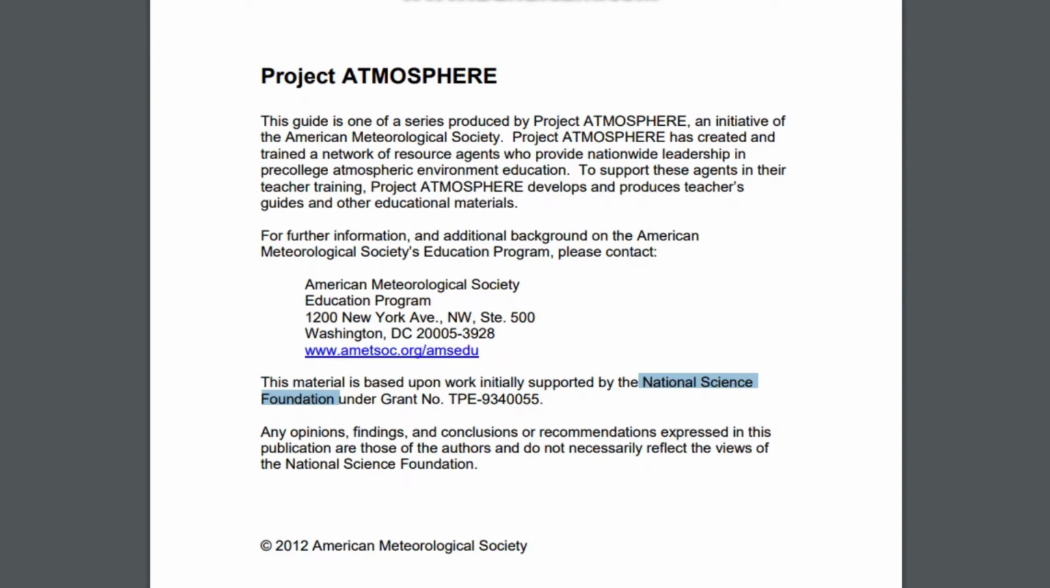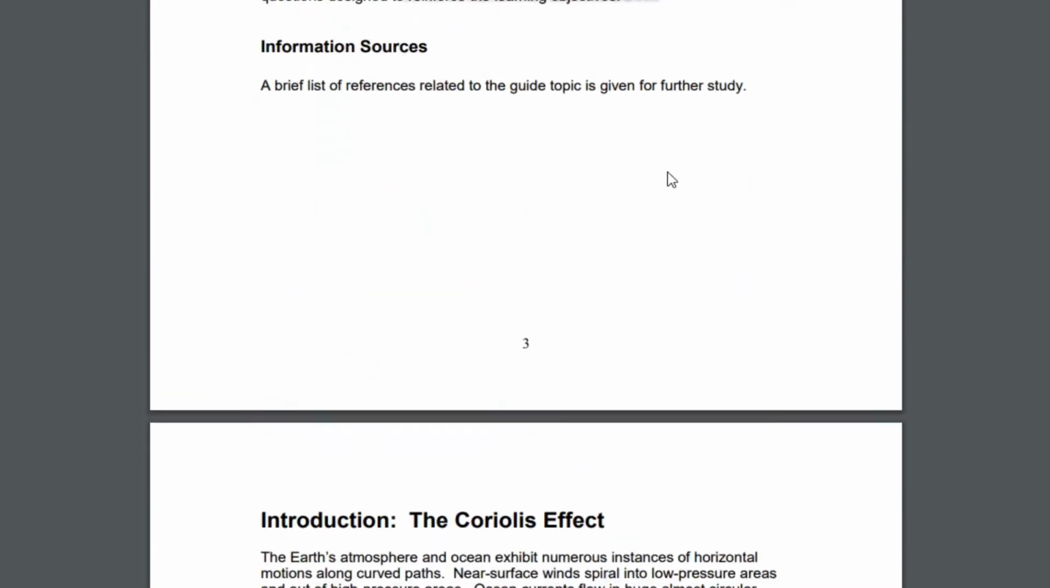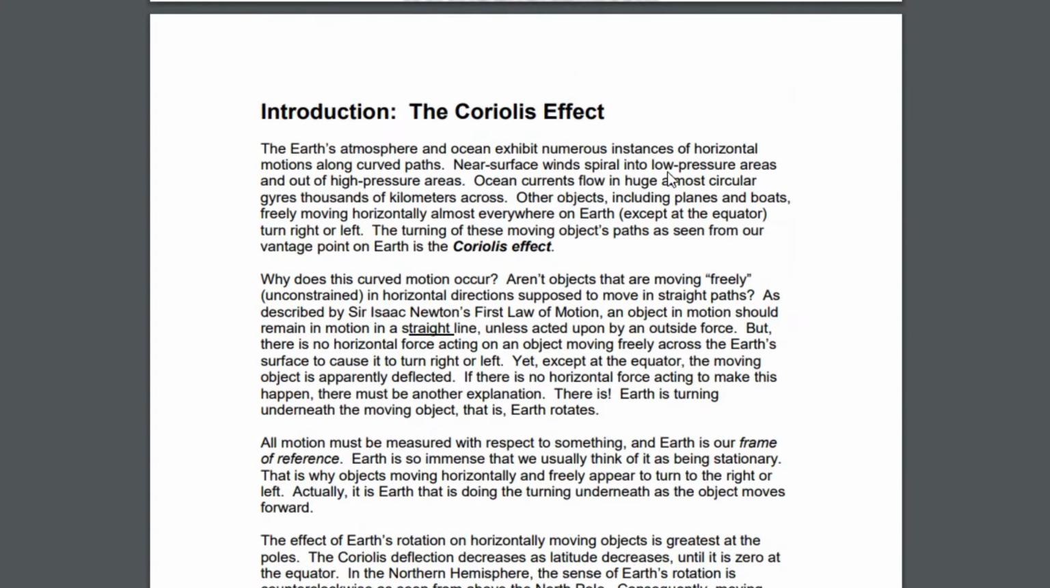Now, everything we need to know is right here on the first page. First, it talks about ocean effects and then goes on to say, objects, including planes and boats, freely moving horizontally almost everywhere on Earth, except at the equator, turn right or left. The turning of the moving object's path, as seen from our vantage point on Earth, is the Coriolis effect. You have no idea how hard it is to keep my opinions in check at this moment, but I digress.